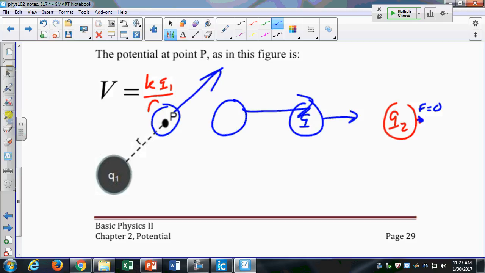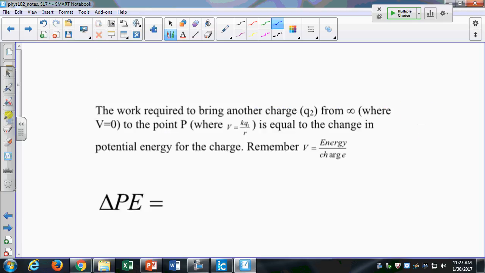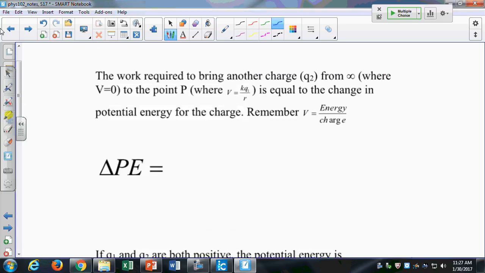So I want to figure out how much work it takes to move that charge from one position to another, and that work will be equal to the potential energy. I have this written over here. The work required to bring another charge from infinity, where V equals 0, to the point P, where V is equal to KQ over R, is equal to the change in potential energy for the charge.